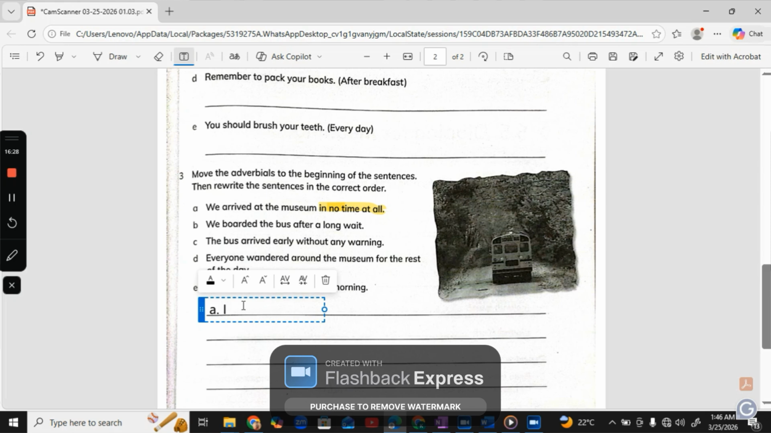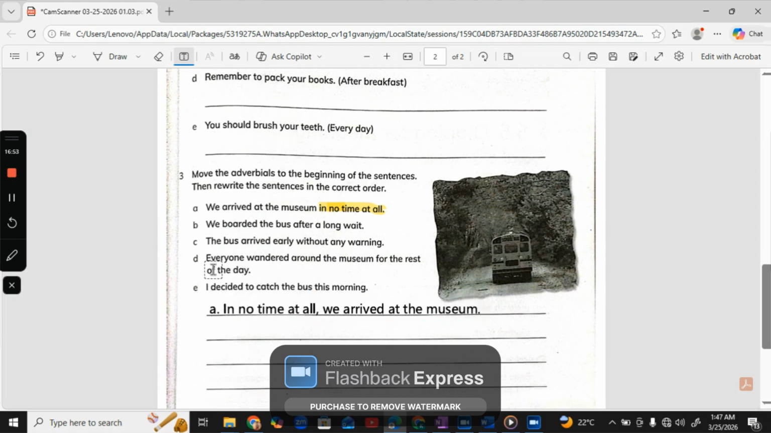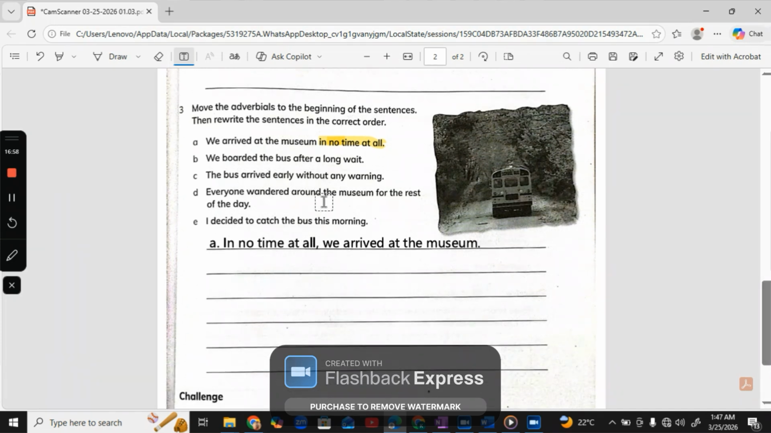You have to use a capital letter at the beginning of a sentence. In no time at all, comma. Remember to use a comma when using an adverbial at the beginning of a sentence. We arrived at the museum. Okay, so this is how you are going to attempt all of these sentences. There are 5 sentences, and first of all, you are going to point out the adverbial, and then you'll move it to the start of the sentence, insert a comma, and then rewrite the sentence.